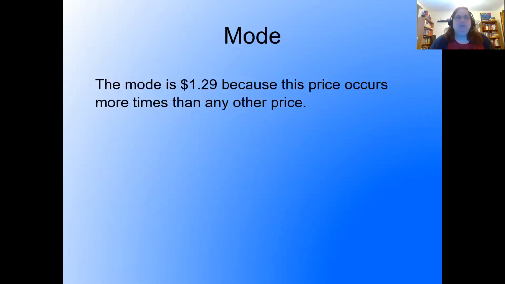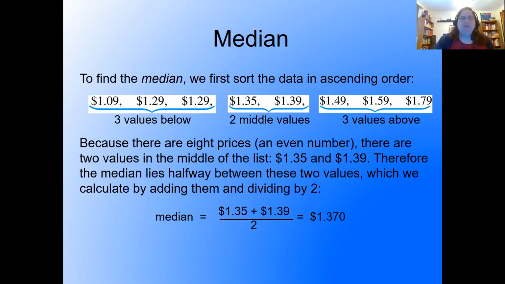Okay. On to the mode. The mode is $1.29 because this price occurs more than any other price. And I will go back up here so you can see that the $1.29 occurs twice. Every other single price occurs only once.